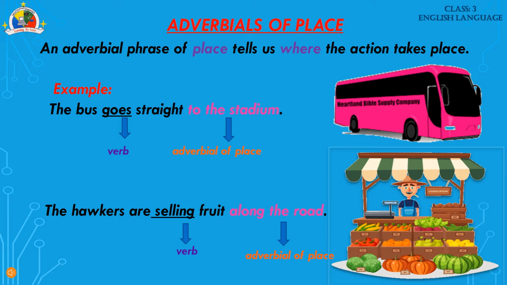Look at the second example. The hawkers are selling fruit along the road. Here in this sentence, along the road is an adverbial of place, as it starts with the preposition along. Thus, this phrase is telling us the location of an action. So, it is called an adverbial of place. Remember, adverbials of place answer the question where.